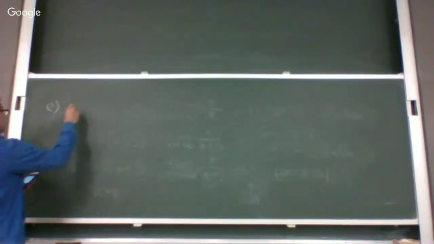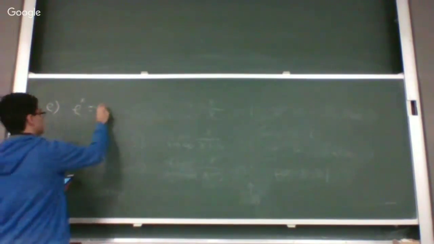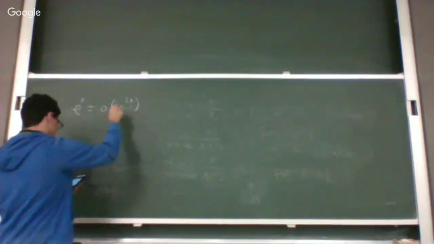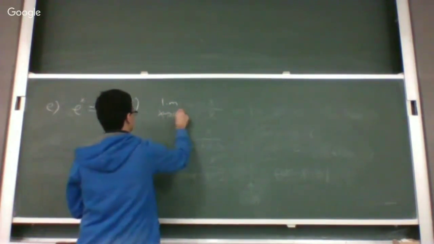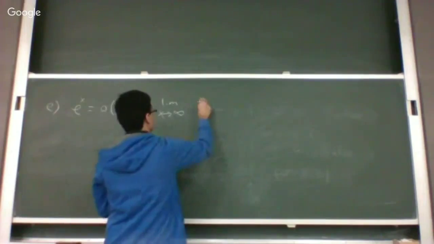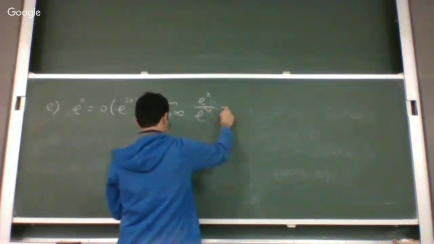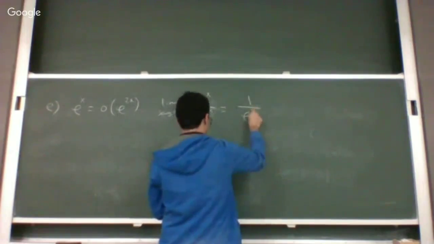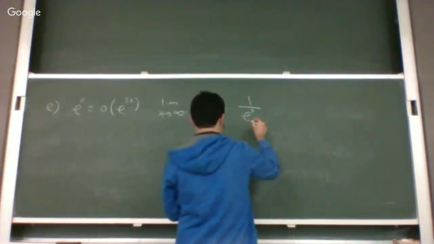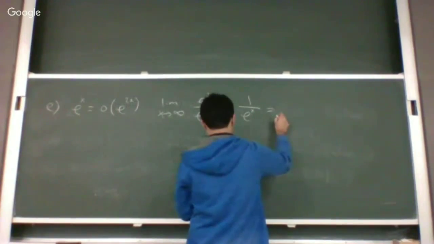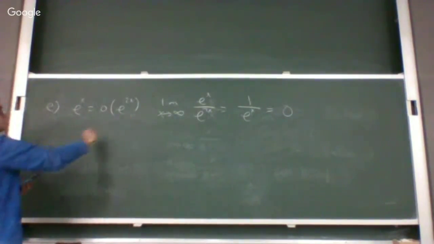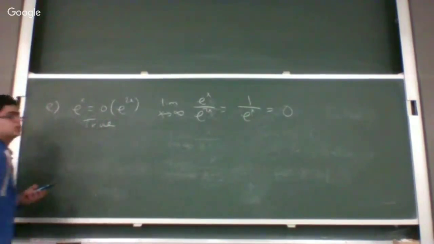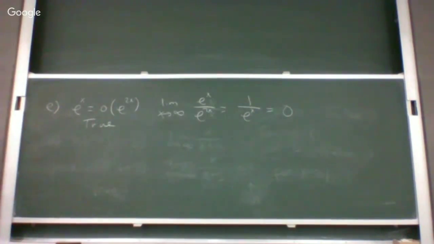We have e to the x equal to little o of e to the 2x. You can do the limit as x approaches infinity of e to the x over e to the 2x. That's equal to 1 over e to the x, which is equal to 0. So this is true, plus the problem mentions it being a little o.